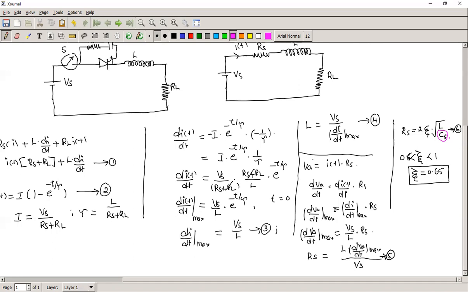In this manner, we are going to protect the SCR from di by dt as well as dV by dt. Protection of the SCR for overcurrent is achieved simply by keeping a fuse. But here, the maximum rate of change of current and the maximum rate of change of voltage in those expressions are generally given by the manufacturer for a given SCR.